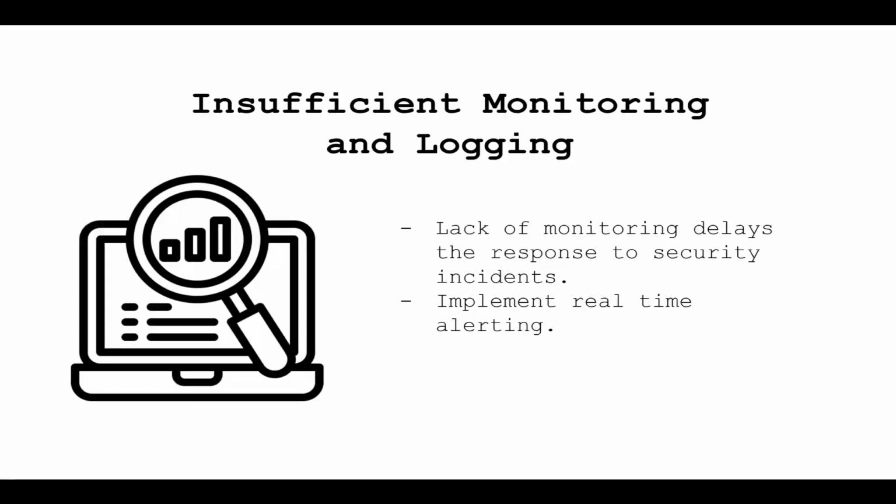To address insufficient monitoring and logging, you should implement robust monitoring systems that capture a wide range of events. This can include logging access to sensitive data, network traffic, and system logs, as well as monitoring network devices and systems for signs of suspicious activity. Additionally, you should review and analyze log data to identify trends and potential security incidents.